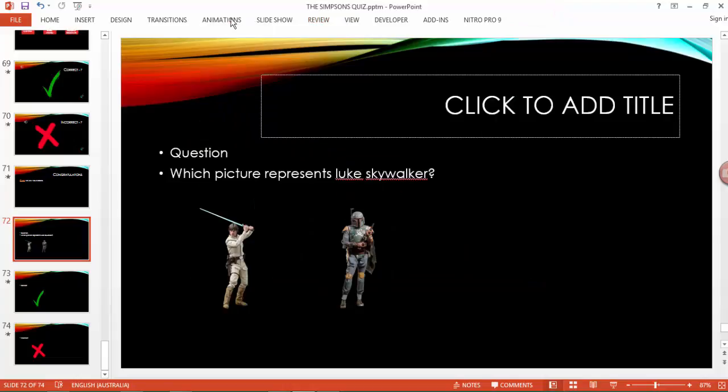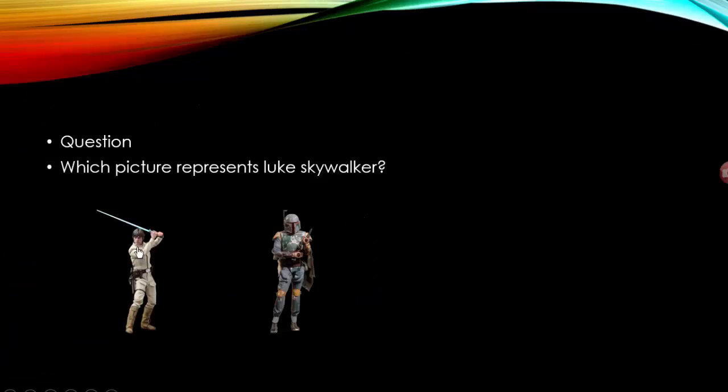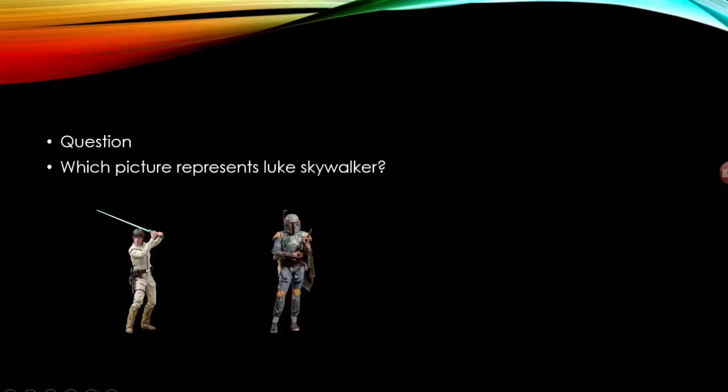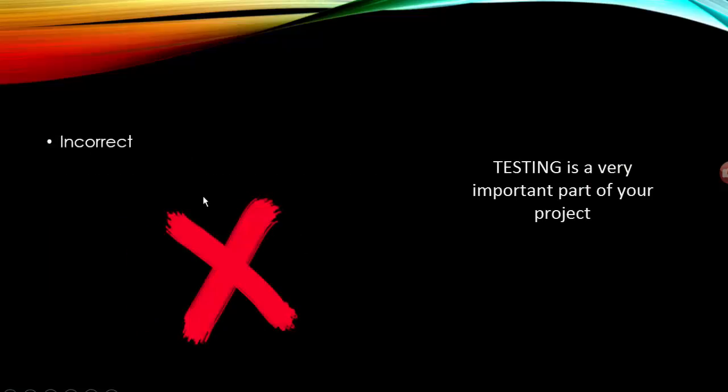So now if I preview that, you can see that when I hover my mouse over these pictures, the hand icon appears. Now that means that it's a hyperlink. So if I click on Luke Skywalker, it's going to take me to the correct page. Okay, so I can also try it again with the other character, just to make sure that it's all working. So if I click it, it goes to the incorrect slide. And that's basically how we add hyperlinks to our PowerPoint document.